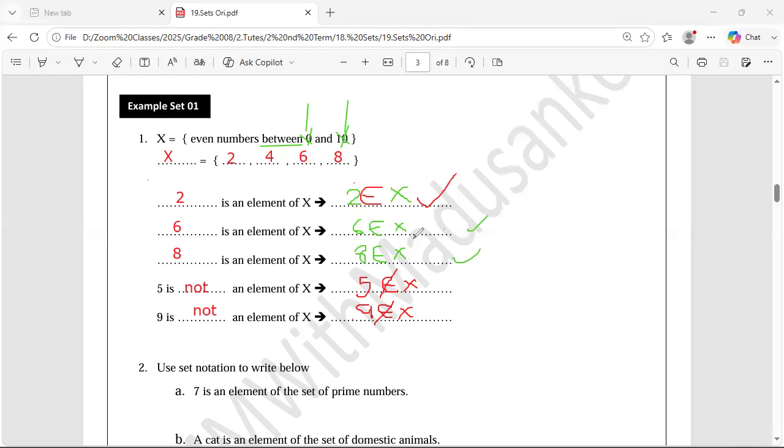2 is an element of x. 6 is an element of x. 8 is an element of x. 5 is not an element of x. 9 is not an element of x. That is how we are going to read. This is how we are going to present it mathematically. Right? Hope you have done this. Then let's do the next part.